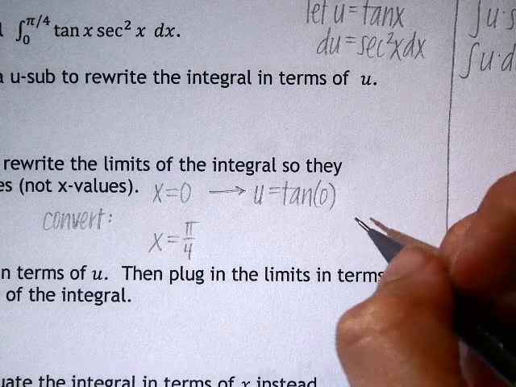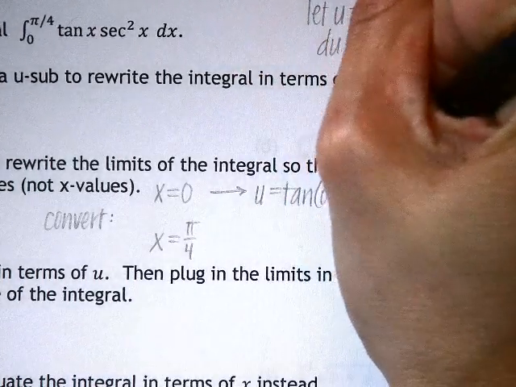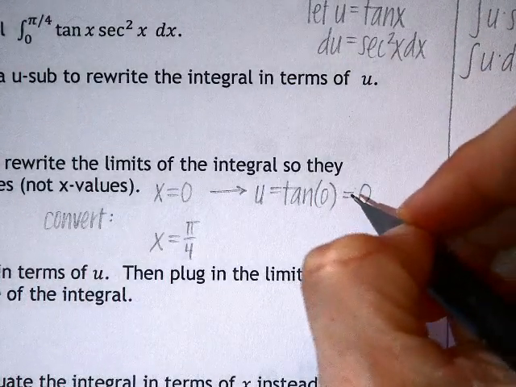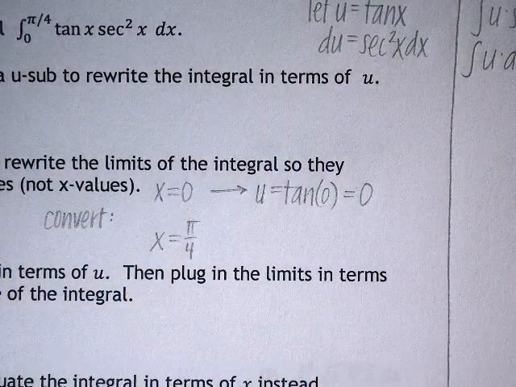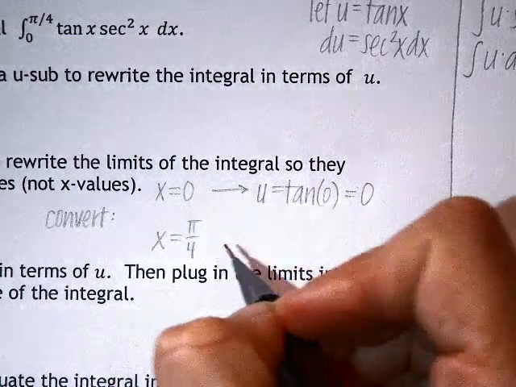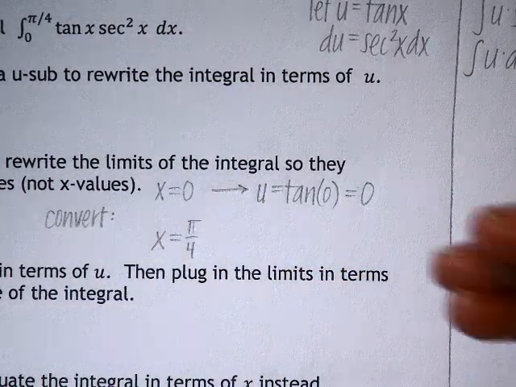Tan 0 is sine 0 over cos 0, so that's 0 over 1, which is 0. Now, don't get too ahead of yourself. It's very uncommon that the u coordinate and the x coordinate are actually the same, but sometimes it happens. This is an example of such. Now, let's do the other conversion and just make sure that we understand what exactly is going on.